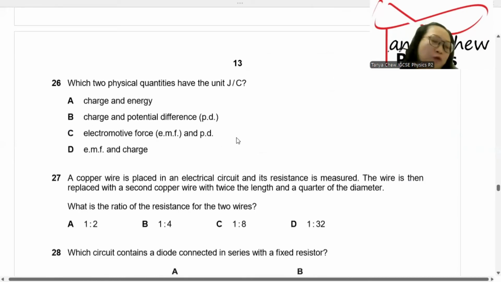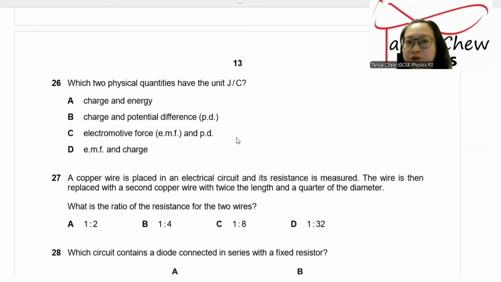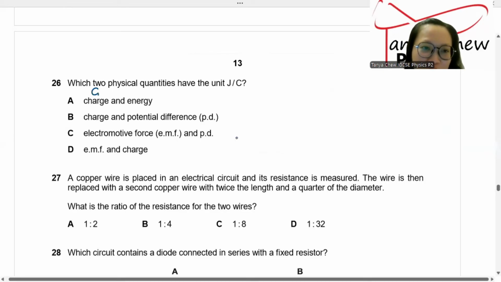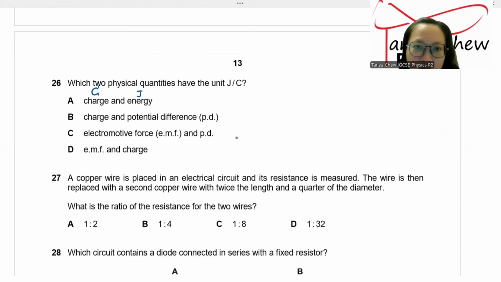Now we continue with question number 26. Which two physical quantities have the unit joule per coulomb? Wow, joule per coulomb. I have to do it one by one. Charge is measured in coulomb, energy is measured in joules. So for A, the charge is measured in coulomb, and then the energy is in joules. So it doesn't give you the quantities that have the unit of joule per coulomb.